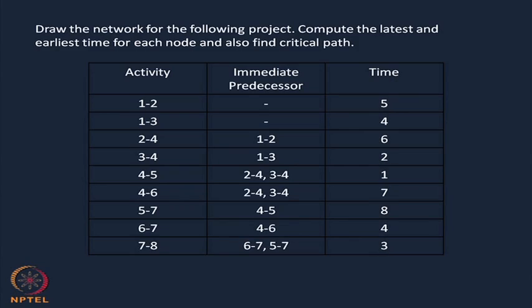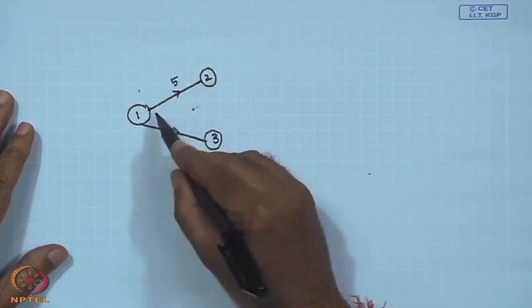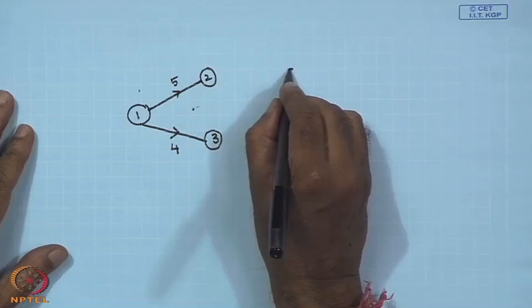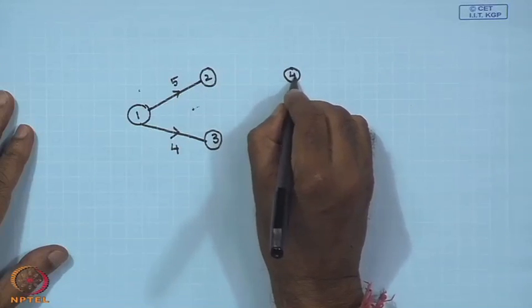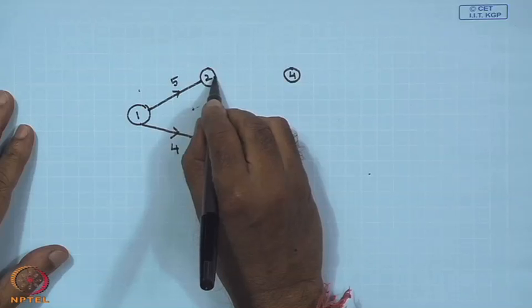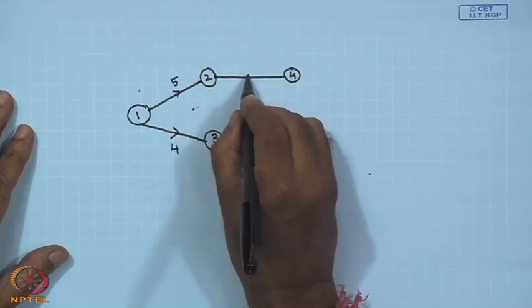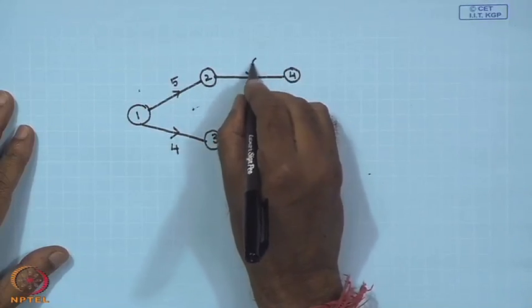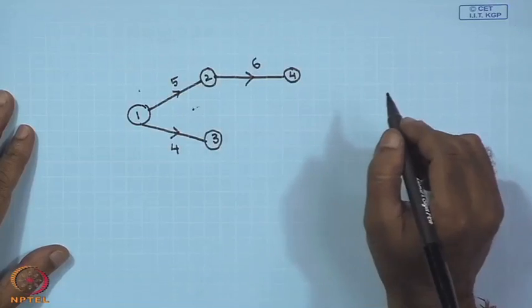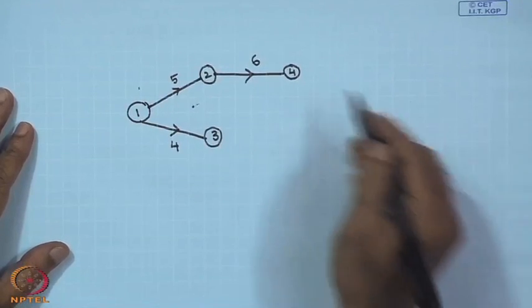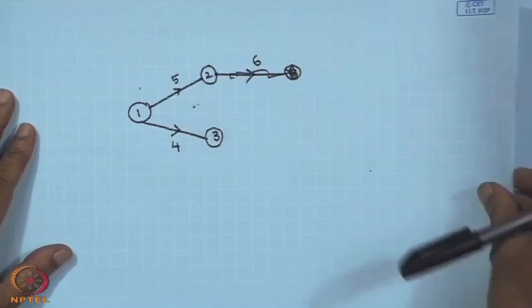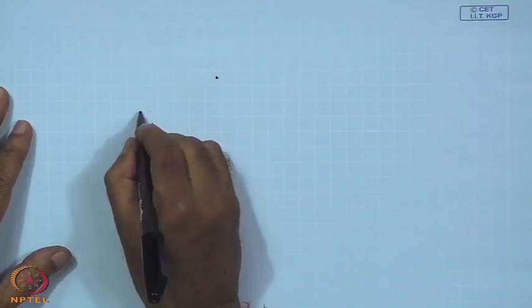What is the next one? If you see in the table, activity 2, 4: the immediate predecessor is 1, 2 and its time taken is 6. That means once activity 1, 2 has been completed, then only you can perform activity 2, 4. So, node 4 should come over here. So, activity 2, 4 is this, and the time taken is 6. The next one is, let me draw it in a slightly different way, not this one, let me draw it from the beginning.